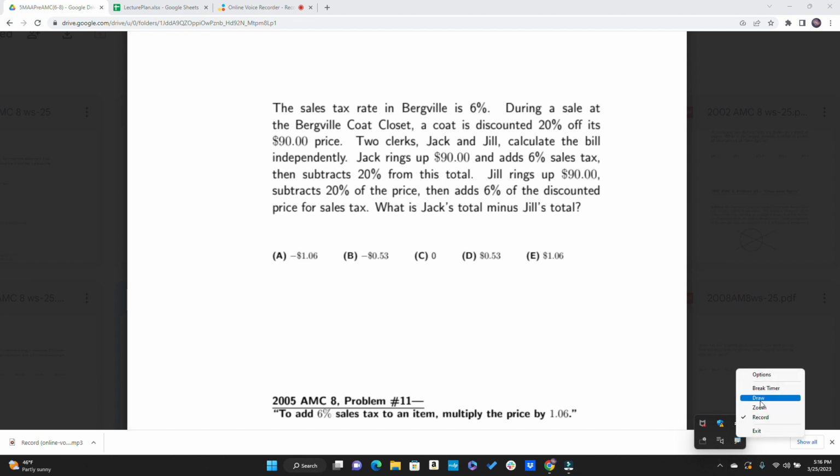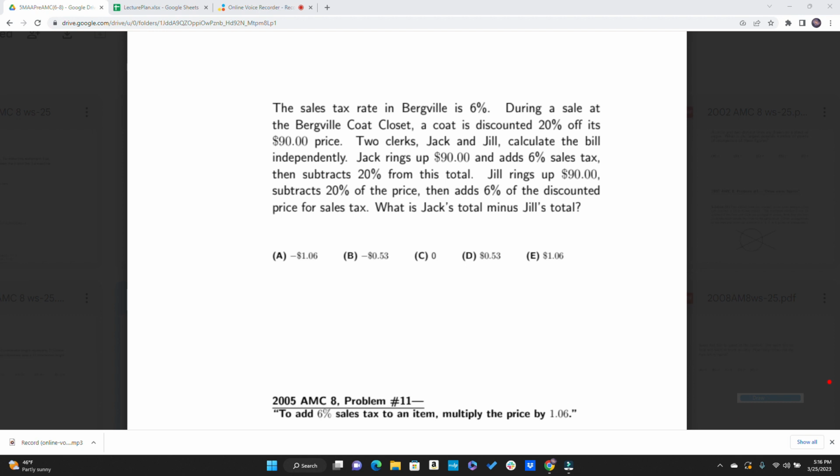Sales tax in Bergville is 6%. And during a sale of the Bergville coat closet, a coat is discounted to be 20% off of its $890 price. And then the two clerks calculate the bill independently, and Jack rings up $90 and adds 6% sales tax, and Jill does things the other way around. She subtracts the 20% and then adds the 6%.